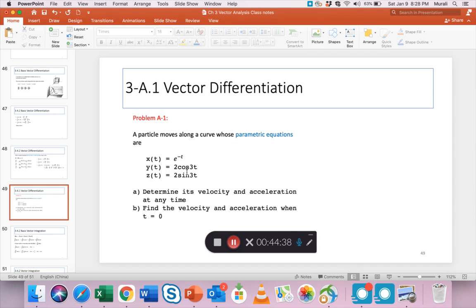So given this, determine its velocity and acceleration at any given time, that means create a general expression for the velocity and acceleration, which are both going to be vectors. Then find the velocity and acceleration at t equals 0. So these are the two things to do. So let me quickly go to that problem.